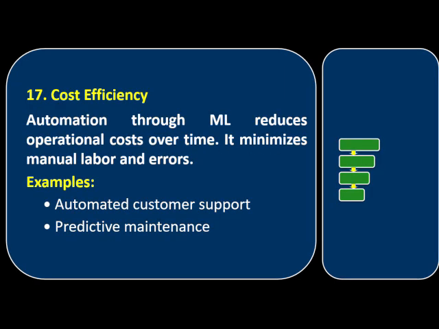And the next one is cost efficiency. Automation through machine learning reduces operational costs over time. It minimizes manual labor and errors. Overall, the cost will also be decreased. Examples: automated customer support, predictive maintenance are the examples where we are able to minimize the cost.